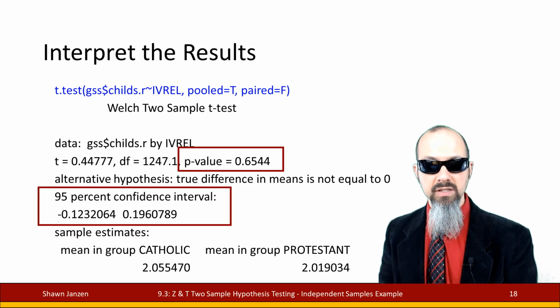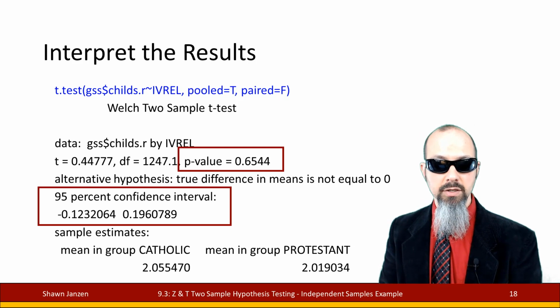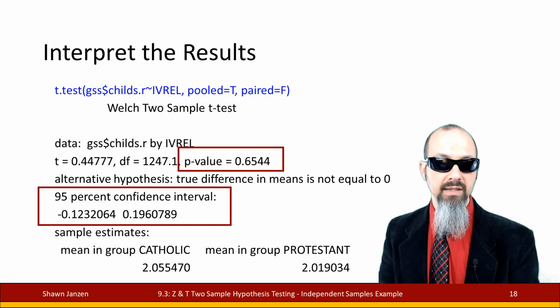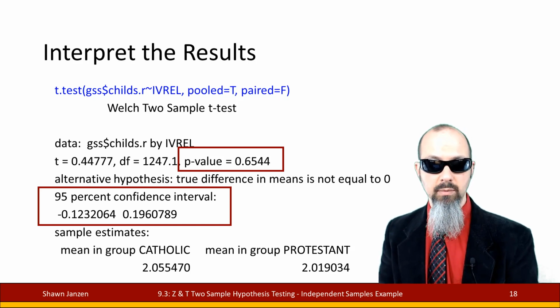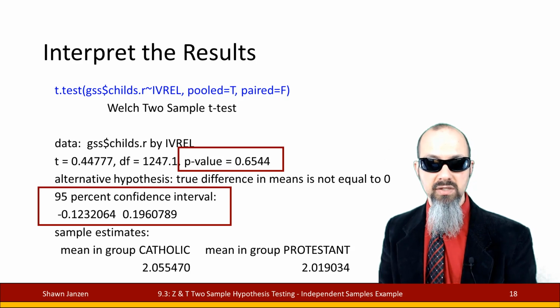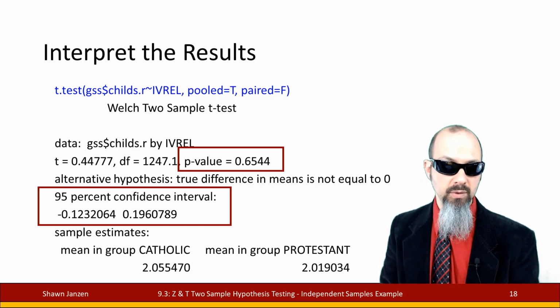Note the confidence interval that we get there contains the number 0. Our p-value is larger than our alpha, and it shows that, on average, there are no differences between Catholics and Protestants based on the number of children that they have. Also, if you want, at the bottom, it also shows you what the mean of each of these are. So the mean number of children for Catholics is 2.05, and the mean number for Protestants is 2.019 or 2.02.